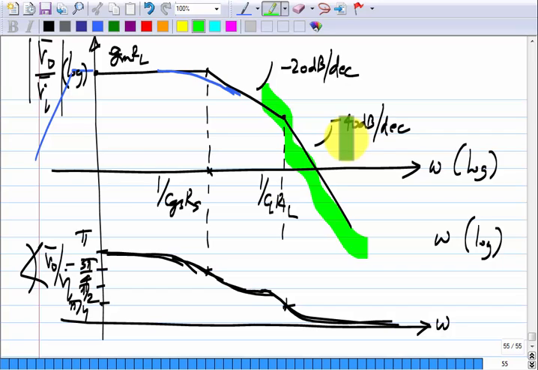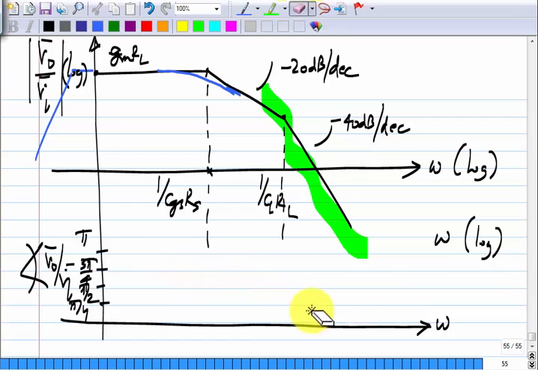The angle just falls off. Each pole will contribute a phase lag of 90 degrees, so it starts from pi, goes to pi by 2, and then goes to 0. No, not several sections, maybe I didn't draw it very neatly, that's all.